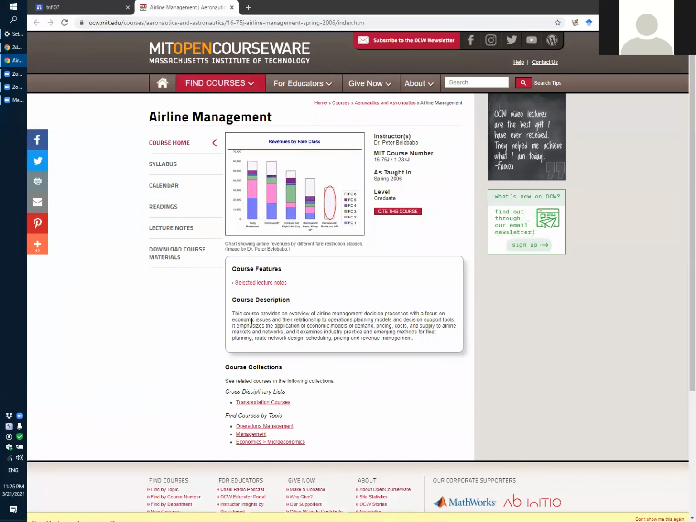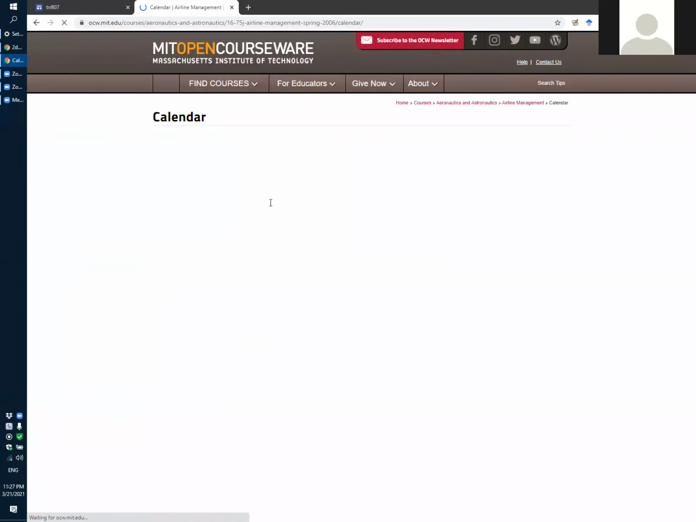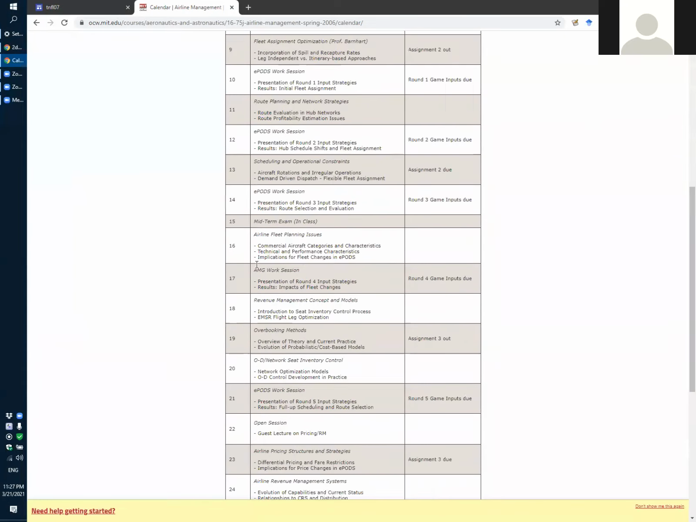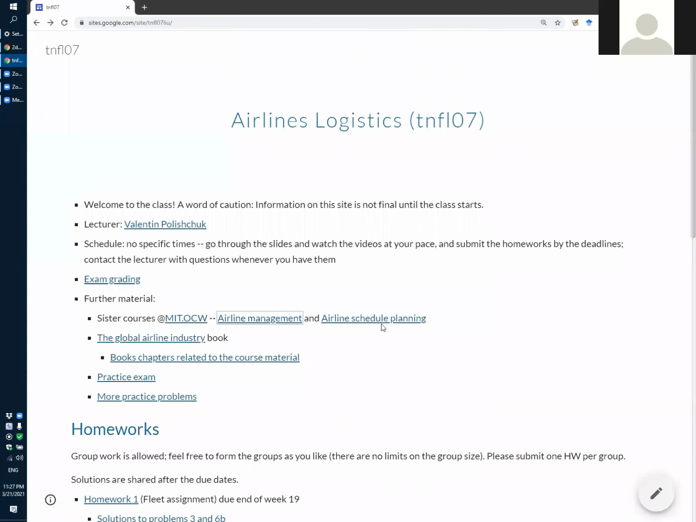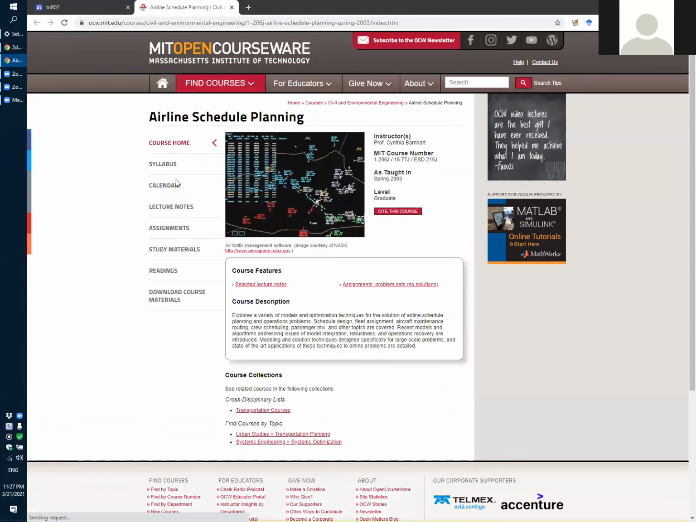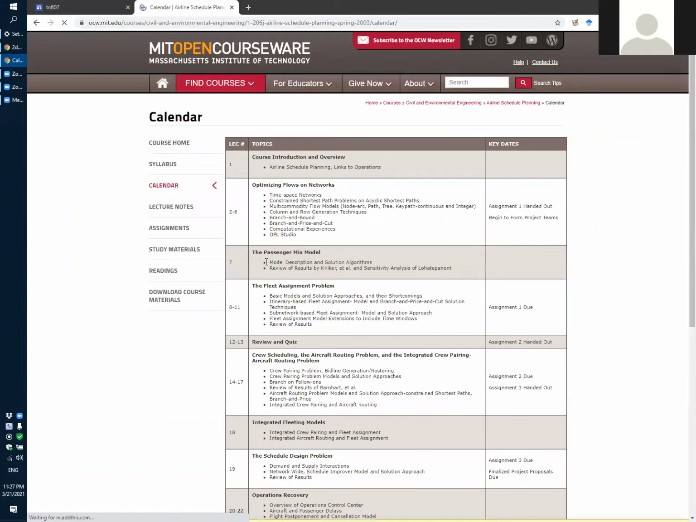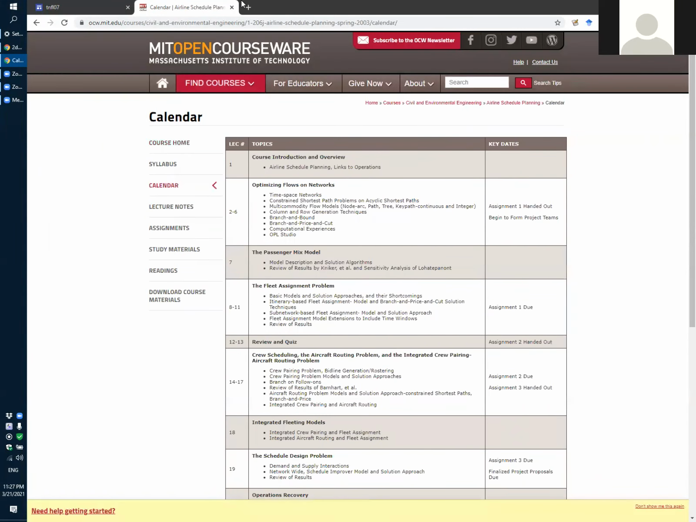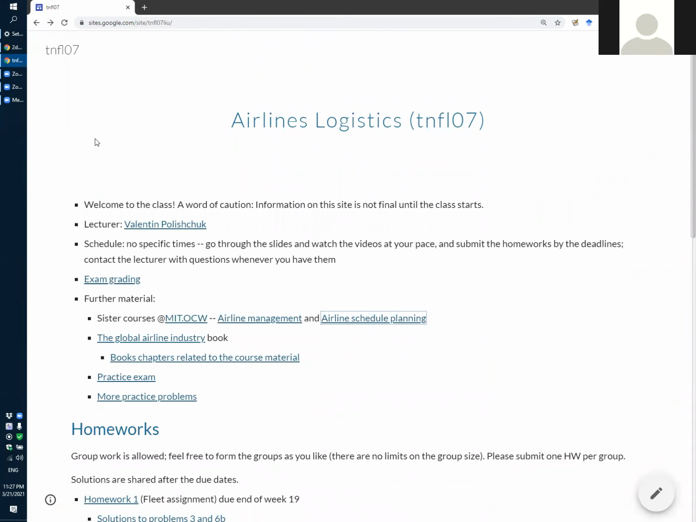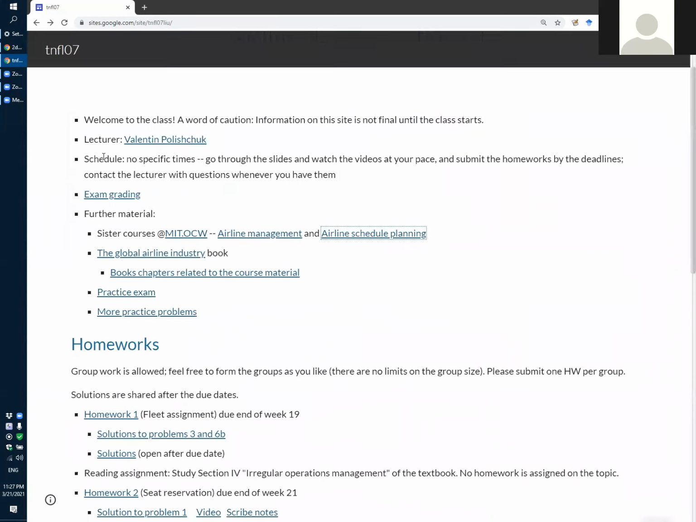Out of the courses at MIT OCW, we will be looking at two courses, airline management and airline schedule planning. Each of them is like a semester-long course with lots and lots of material, like 28 or something lectures. You don't have to go through all of them in any of these two wonderful courses, but I will include a lot of lecture material from MIT lectures, and I will even assign one homework directly from MIT course. But again, later about that.